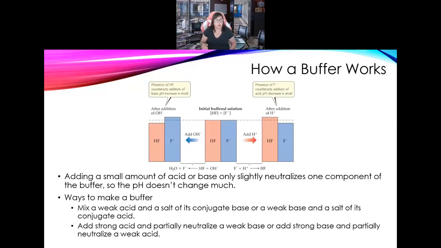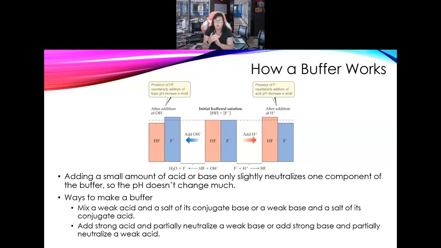What happens when we have both the HF and F minus? That's a buffer solution. So HF is a weak acid, F minus is its conjugate base. If I have both of those present, if I add an acid or a base to it, then something will happen. Now, if I add an acid to this particular solution, then I'm going to create more HF, less F minus, but there's not much change because the buffer was there.